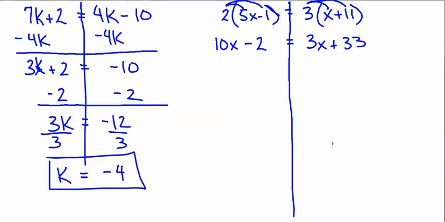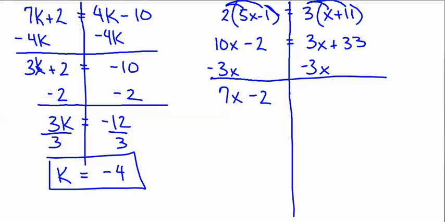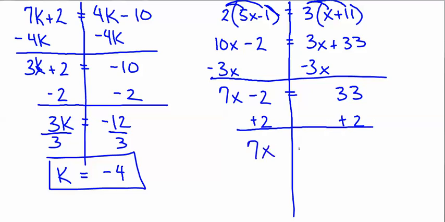Alright, if you're comfortable, go ahead and finish it. You can subtract 3x from each side. 7x minus 2 equals 33. Add 2. 7x equals 35. Divide by 7. And x equals 5.